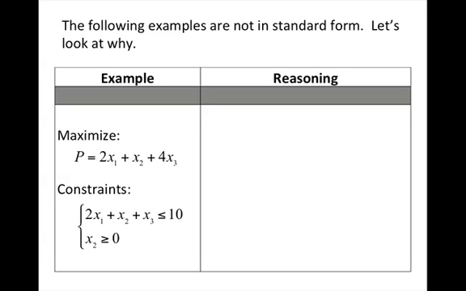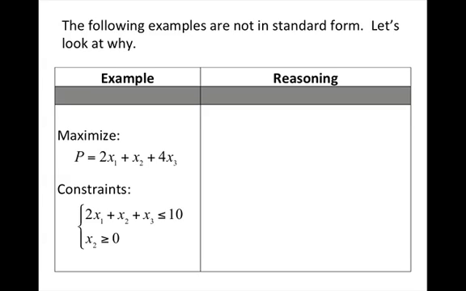Now let's look at some examples that are not in standard form and specifically focus on why they're not in standard form. So in the first example, I want to maximize 2x sub 1 plus x sub 2 plus 4x sub 3. And my constraints given are 2x sub 1 plus x sub 2 plus x sub 3 is less than or equal to 10.